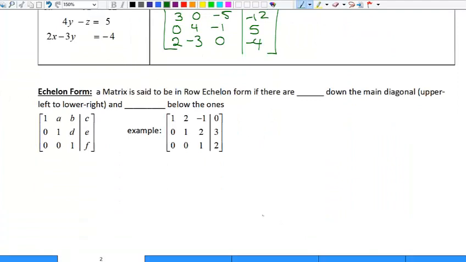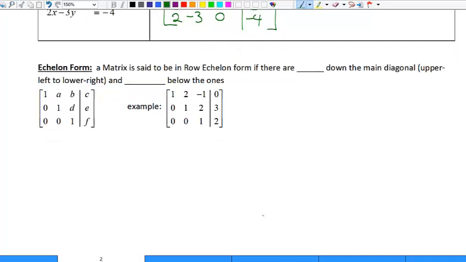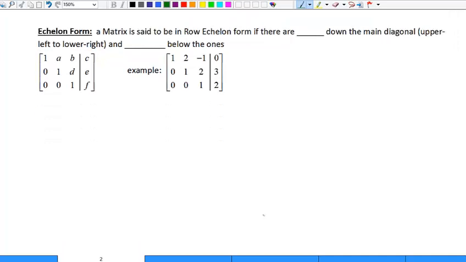Our next definition is called echelon form. A matrix is said to be in row echelon form if there are ones down the main diagonal. That's from the upper left-hand corner down to the lower right. And then there also has to be zeros below that one. Okay, what does that mean? Let's take a look here.